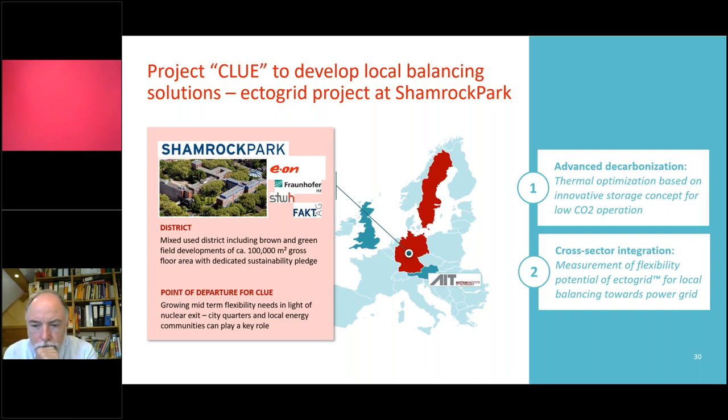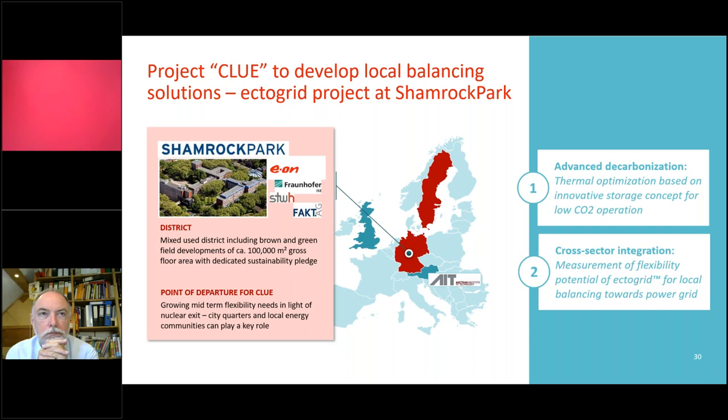We believe that city quarters and local energy communities can really play a key role in stabilizing the power grid. And our vision is that Ectogrid in the future can play that kind of role. With its large thermal storage capacities and its heat pumps as sector coupling elements, as Ralf outlined, we can set up Ectogrid a bit like a big battery to export especially negative balancing energy. I'll go a little bit into detail in a sec.